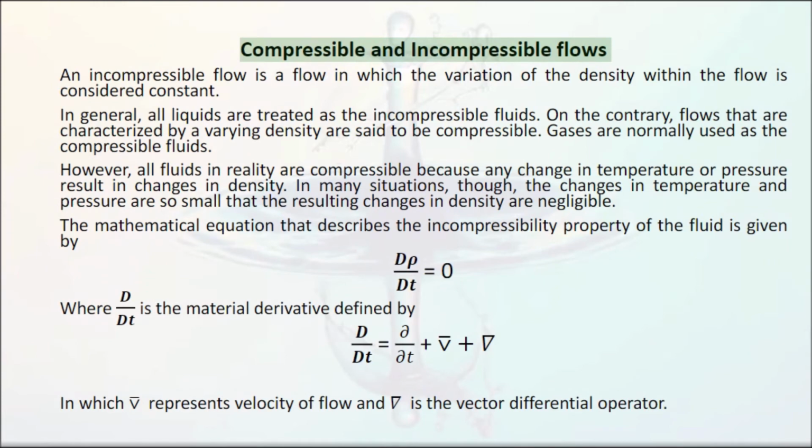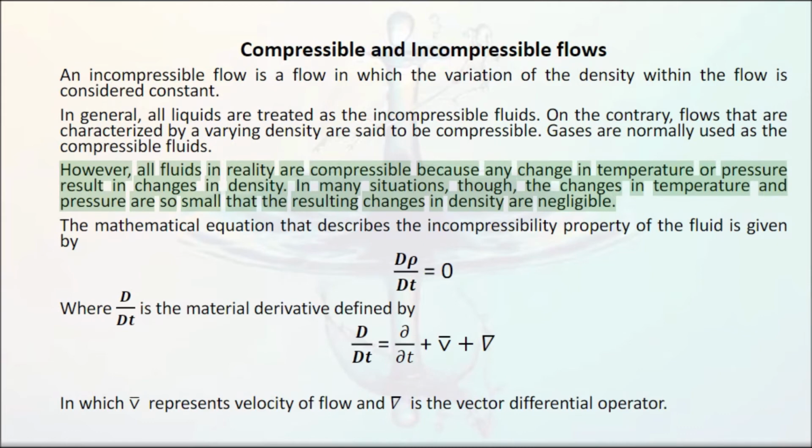Compressible and incompressible flows. An incompressible flow is a flow in which the variation of the density within the flow is considered constant. In general, all liquids are treated as incompressible fluids. On the contrary, flows that are characterized by a varying density are said to be compressible. Gases are normally used as the compressible fluids. However, all fluids in reality are compressible because any change in temperature or pressure results in changes in density.